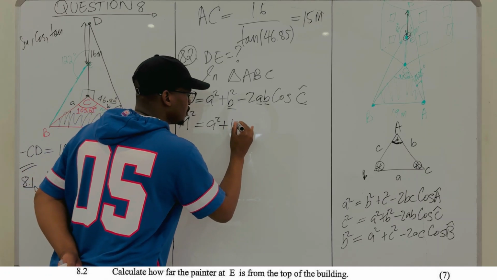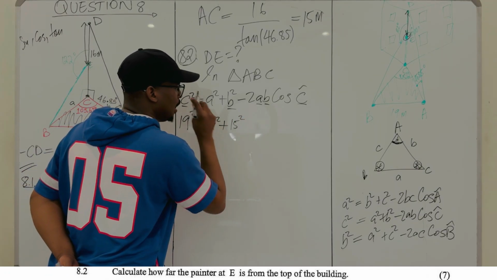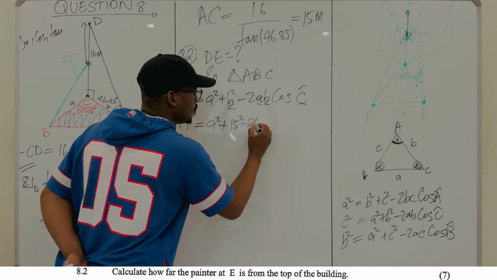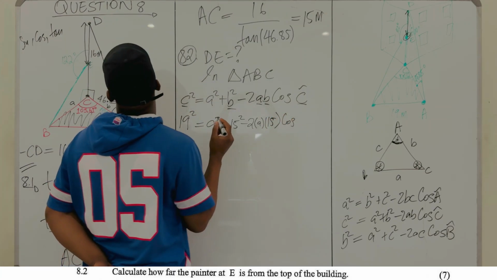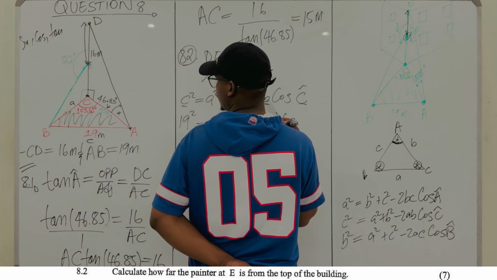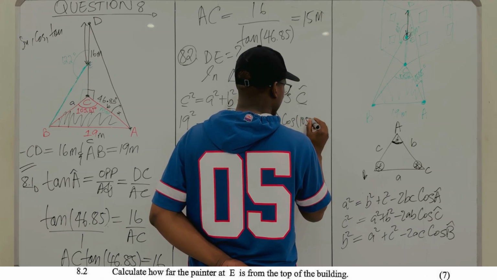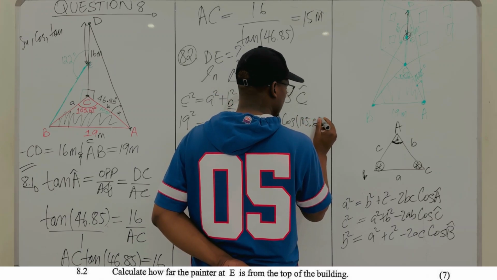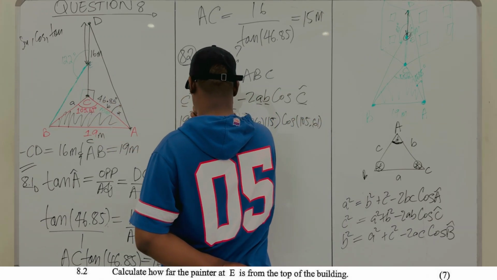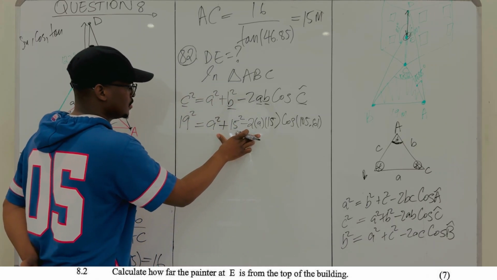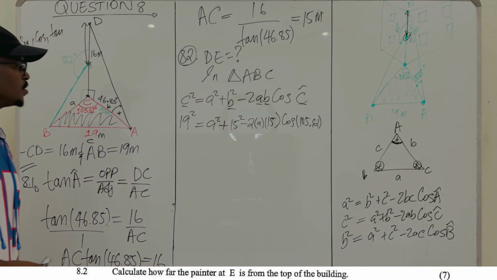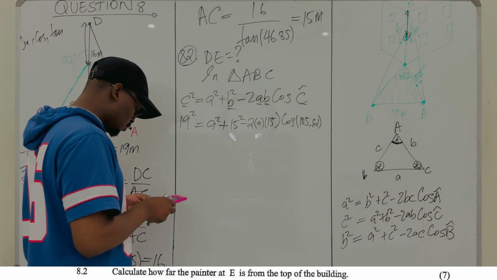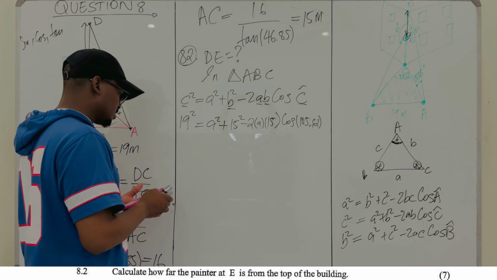minus 2a times b, which is 15, times cosine of what? Times cosine of 105.61, because that is the angle over there, angle C. Then we're looking for a. So we can try to simplify from here and see what we get. What is your 19 squared? 19 squared is 361.